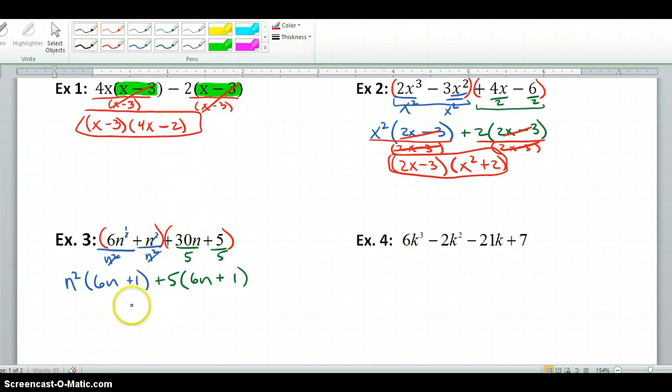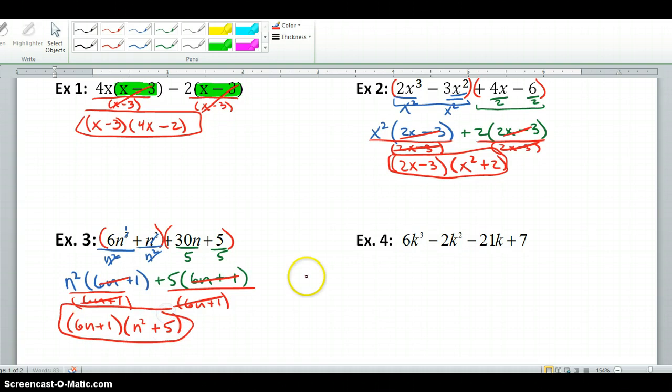You know you did it right if you look at what you have done after the first step, and your common binomial factor is the same. Well, what do I factor out here? The 6n plus 1. When I divide each of these terms by 6n plus 1, now what am I left over with? N squared plus 5. And that is now factored.